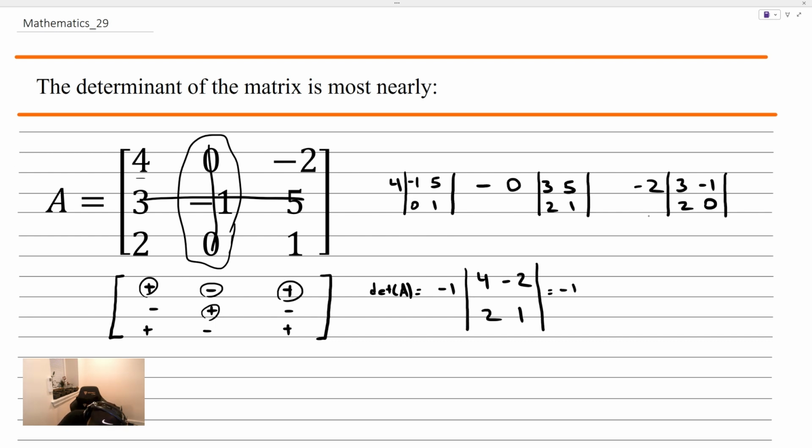So that will be negative 1 multiplied by 4 minus a negative 4. That's a positive 8 times negative 1. It's a negative 8 as the solution. So that would be our answer.